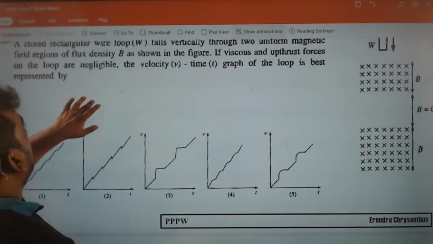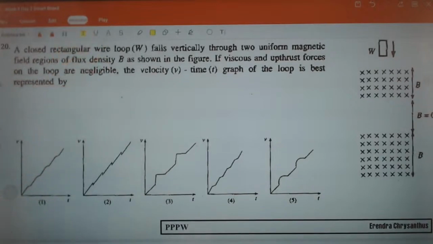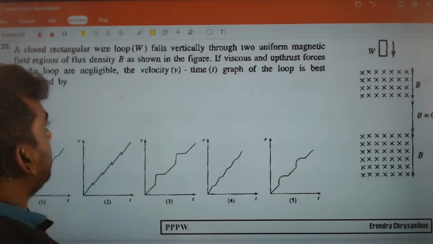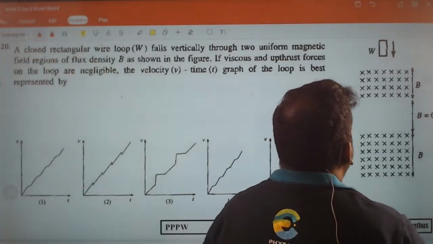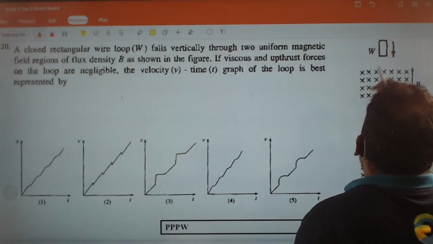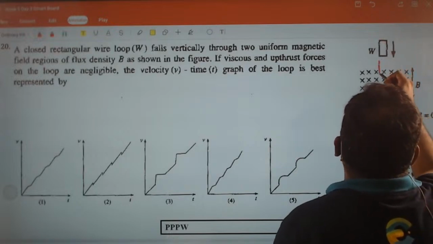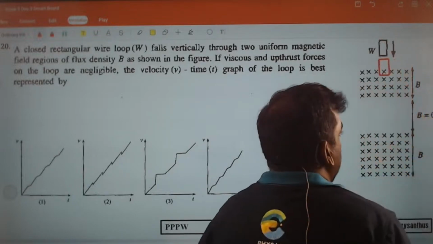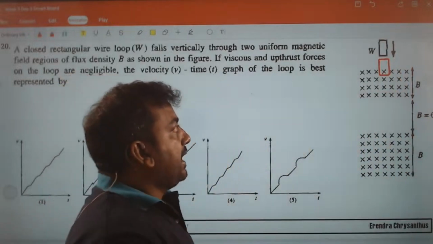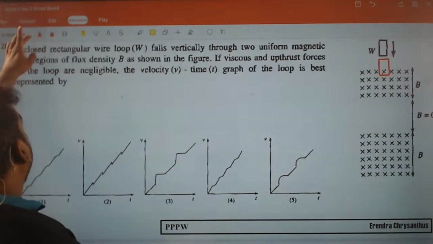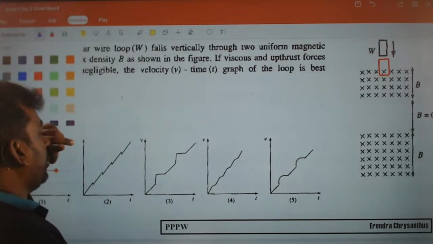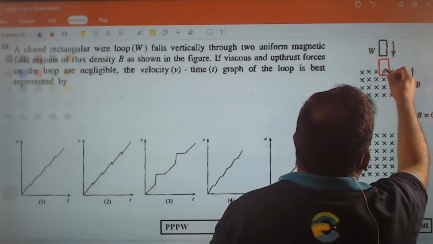A closed rectangular wire loop falls vertically through two magnetic field regions. If viscous and upthrust forces on the loop are negligible, the velocity v time t graph of the loop is best represented by. Have you look here? Now when the loop enters, all of you know something important. To oppose it there will be a force upwards according to Fleming's right hand rule.